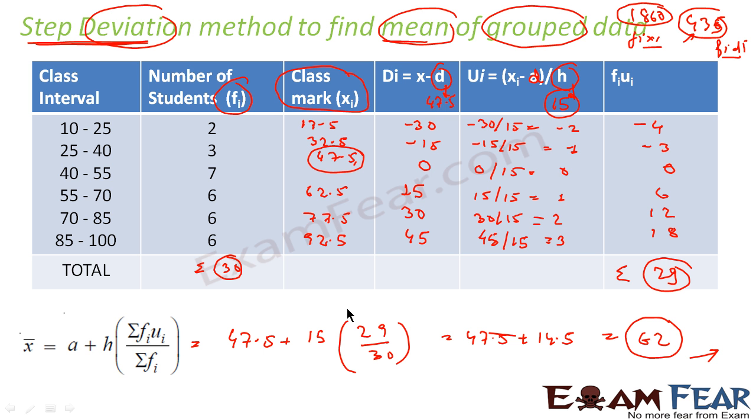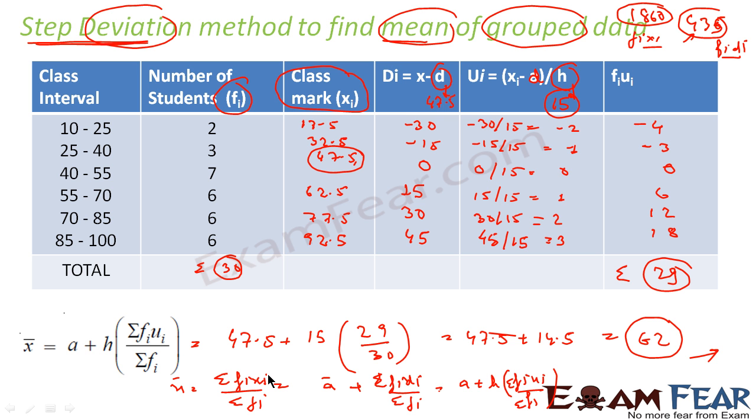In the first case, we don't have A, we don't have H. The formula is very simple, sigma Fi xi by sigma Fi. Correct? In the second case, we have assumed mean, so we have A plus sigma Fi di by sigma Fi. In the third case, we have H also, and H is something by which we divide all of these. This becomes sigma Fi ui by sigma Fi.